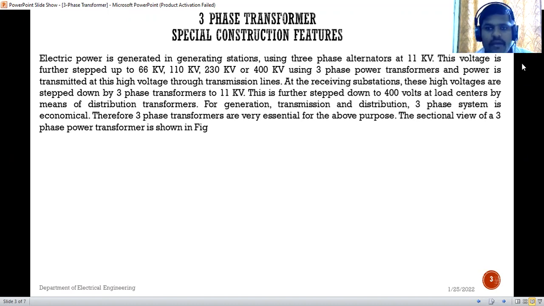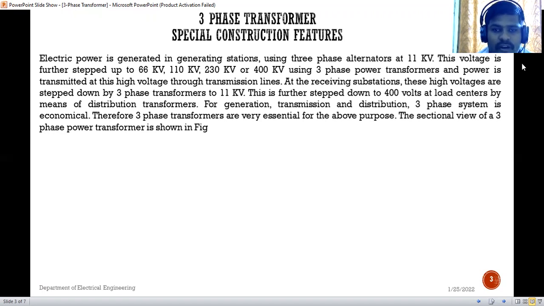These high voltages are stepped down by a three-phase transformer to 11 kV. ते परत 11 kV ला काय करतो, स्टेप डाऊन करतो, that means step down. Further, this voltage can be stepped down to 400 volt or it may be 230 volt. So it depends upon the consumer.